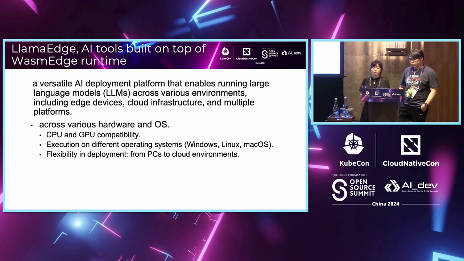LlamaEdge is just a series of AI tools built on top of WasmEdge. And it's a cross-platform portable set, so it can allow you to write AI applications on your Mac, and then you can deploy it across different environments, including different GPUs, and you don't have to rebuild an image at all.